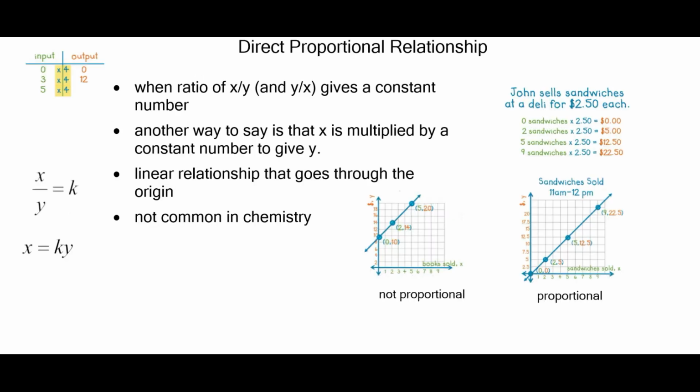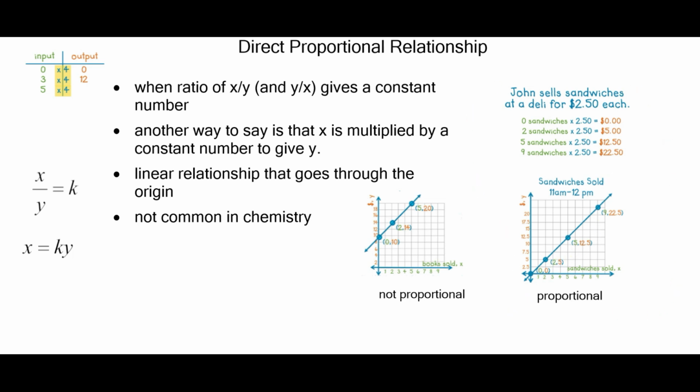A direct proportional relationship is when you take x and divide it by y. That ratio gives a constant number. You could also do the inverse and get a constant number. So if we do x divided by y equals this constant number, another way to say it is if we multiply y by that number, we're going to give x. This is a linear relationship that goes to the origin. See over here with the sandwich information.